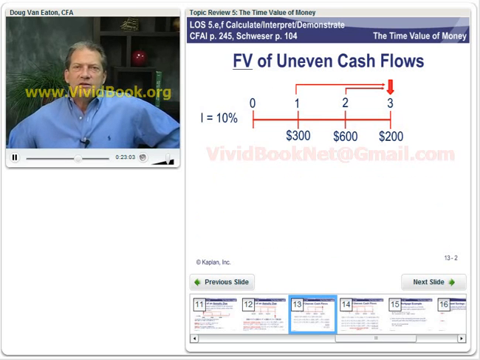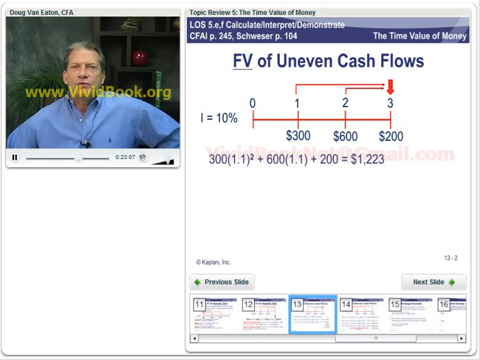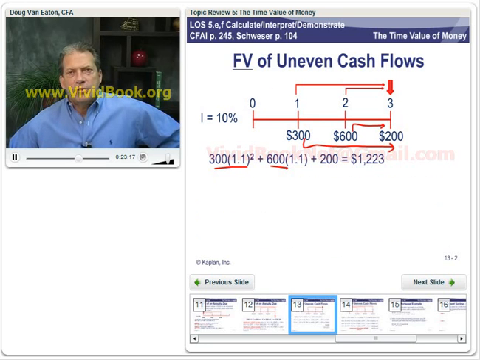So we could take $300 earns interest for 2 periods. $600 earns interest for 1 period. The $200 comes right at time 3, no reason to grow that. Add them all up and get 1,223.